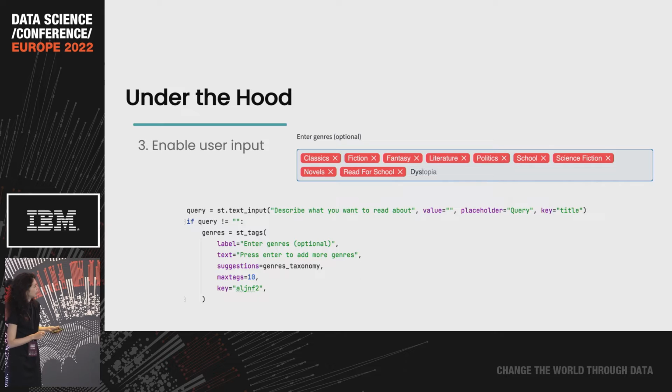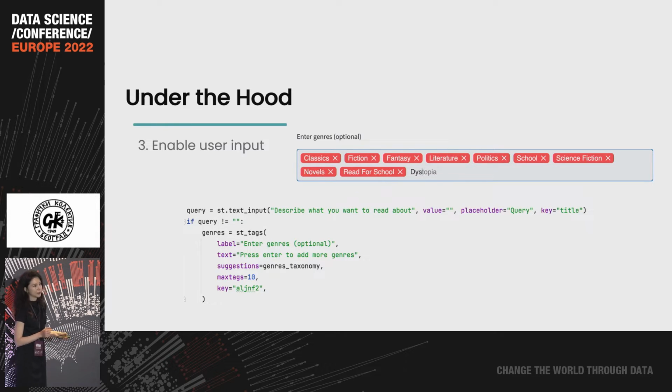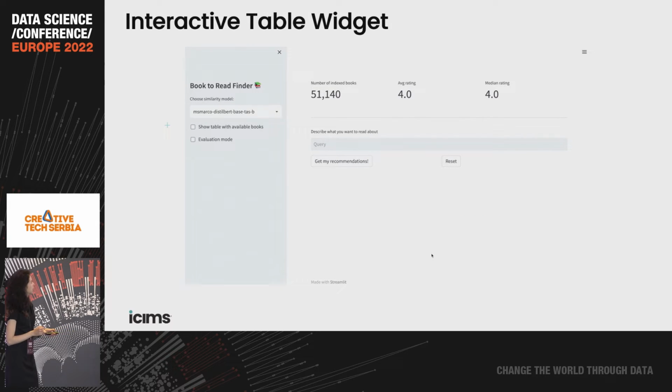And here's the next part, enabling user input. And here we see it's again very simple. A text input box allows you to put your query. And then tags are also simply allowed from this. And here we see genres taxonomy suggestions, and this is what allows us to perform autocomplete. Again, very simple.